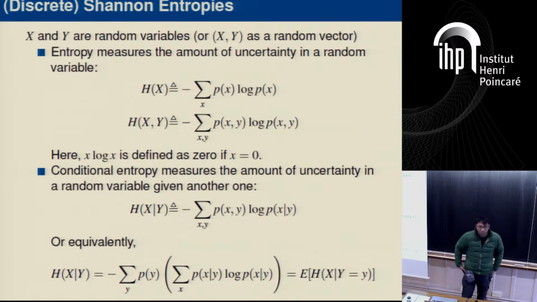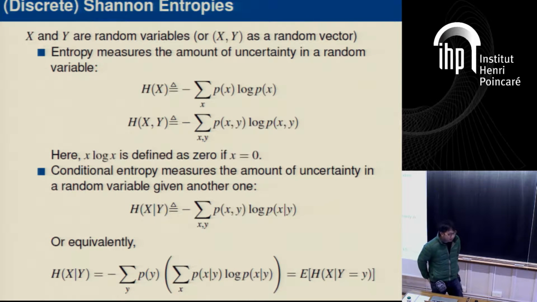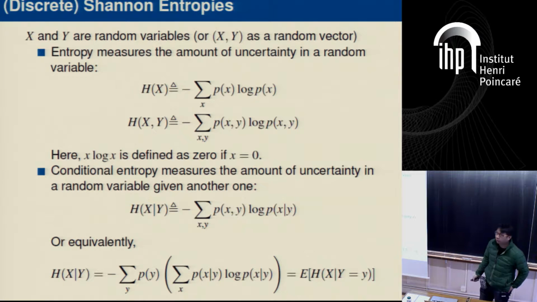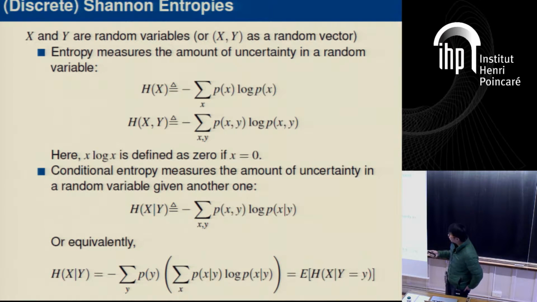So let's start with the basic definition. We're focusing on the discrete Shannon entropies. Let's say we have random variables, they are discrete, X and Y, and their joint distribution is p(x,y). We define the entropy of the random variable X as minus the sum over x of p(x) log p(x). We're all familiar with this definition. And we can do something similar for the joint entropy as well.